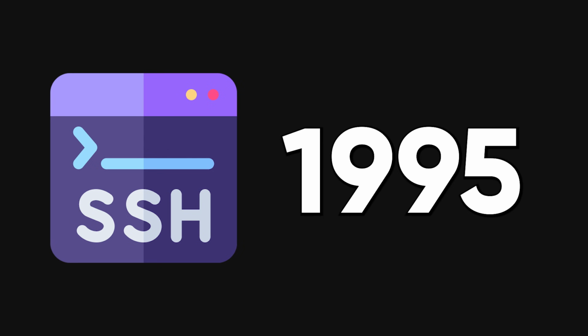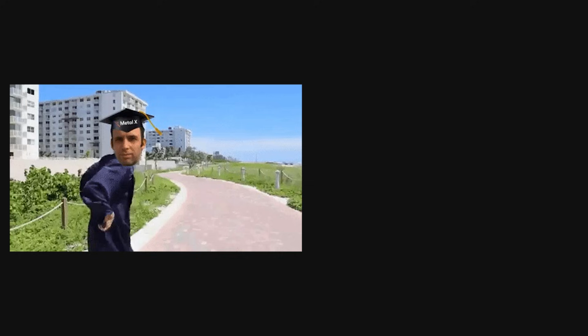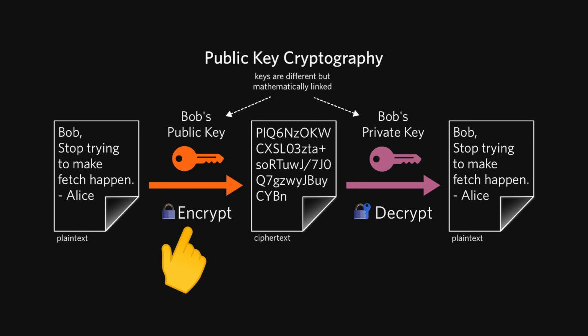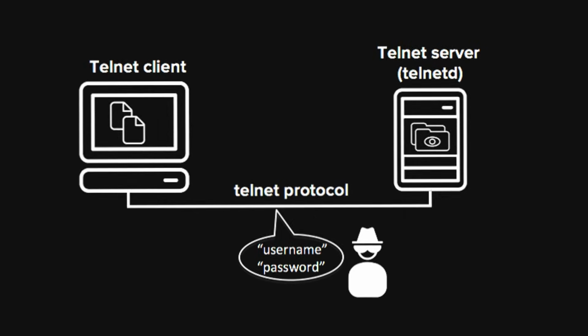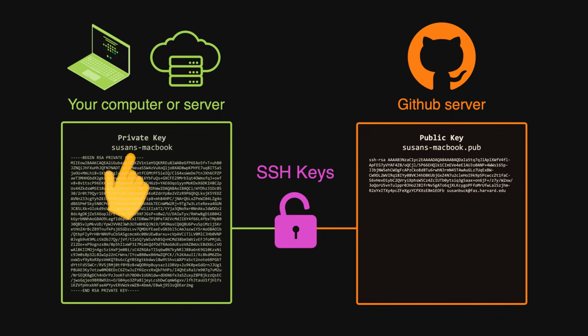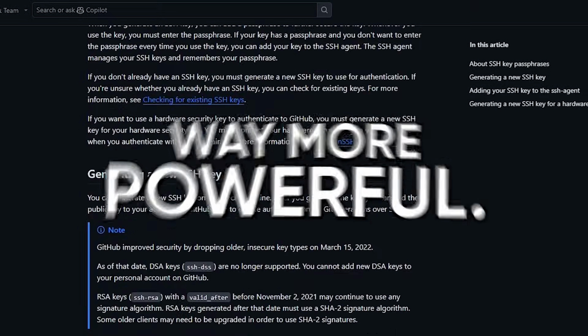SSH was invented in 1995 by Tatu Ylönen after he discovered a password sniffer running on his university network in Finland and realized, holy crap, we need encryption for remote connections. Before SSH, everyone was using Telnet and rlogin, which sent everything in plain text, including passwords, which is insane when you think about it. Today, we're breaking down exactly how SSH actually works at the packet level, the encryption negotiation process, and the advanced features that make SSH way more powerful than just a secure terminal.